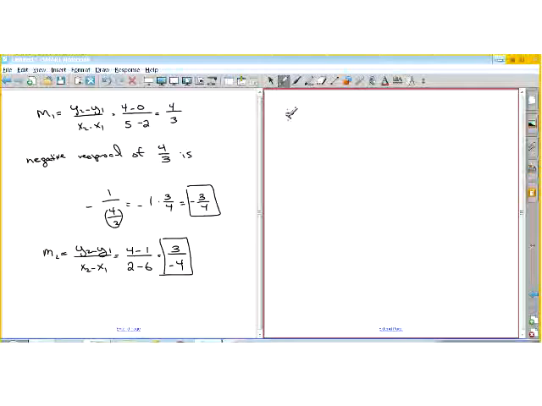So notice these are the same. And so what we can say is, since M2 is the negative reciprocal of M1, the two lines are perpendicular.